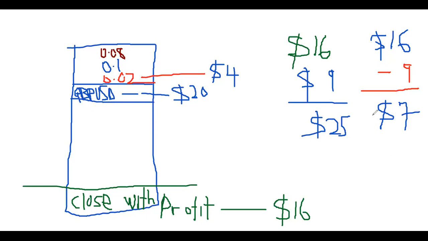So the next one is what? Trail stopping. Trail stopping is actually when you lock your profits above your entry point or below your entry point. I repeat, trail stopping is when you lock your profits above your entry point or below your entry point. What am I actually saying?